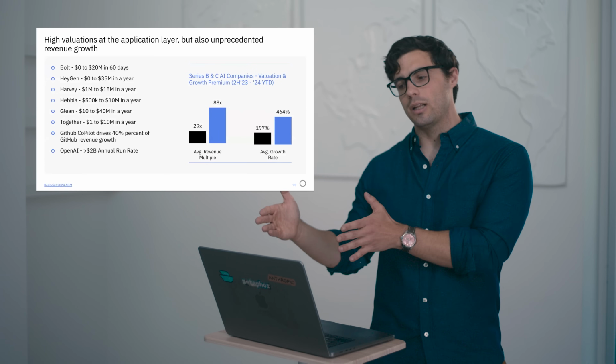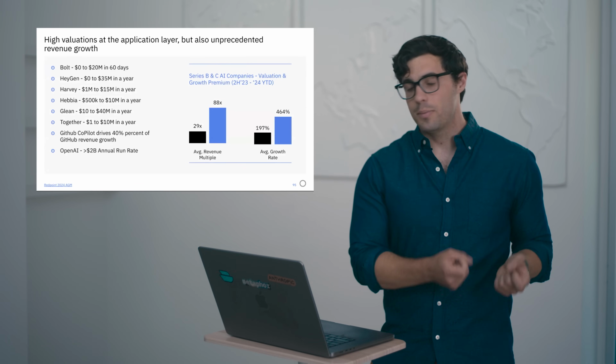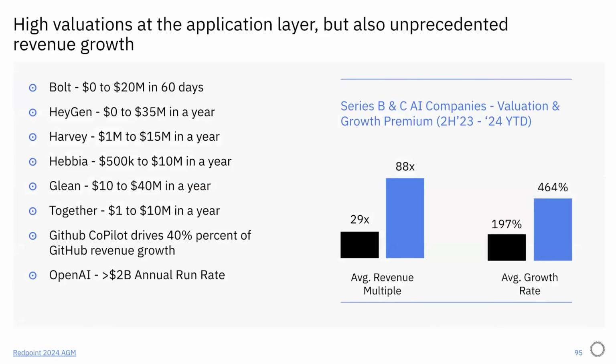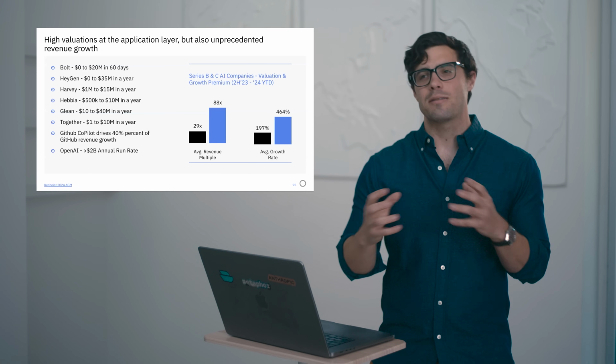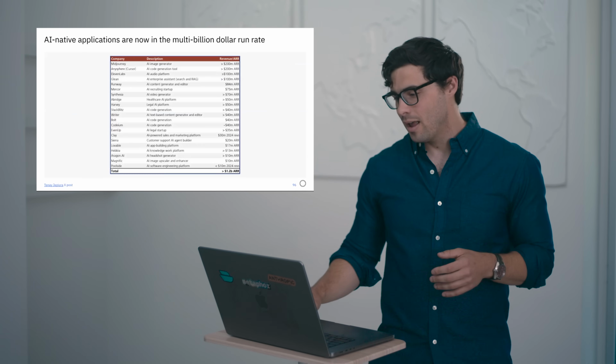If you look then at the application layer, you see a similar dichotomy, right? Where yes, the valuations are really, really high, but there's also unprecedented revenue growth, right? So on the right here, I have a graph from Redpoint that basically showed that in 2023 to 2024, the average revenue multiple of AI startups was dramatically higher than non-AI startups, but their average growth rate was also much higher. And on the left here, I have a number of examples of companies that have had unprecedented revenue growth in the application category, including some, Bolt, for example, went 0 to 20 million in just 60 days. And so there remains a method to the madness, but the question in a lot of these cases is how durable is the revenue? How defensible is it? How sticky is it, right?